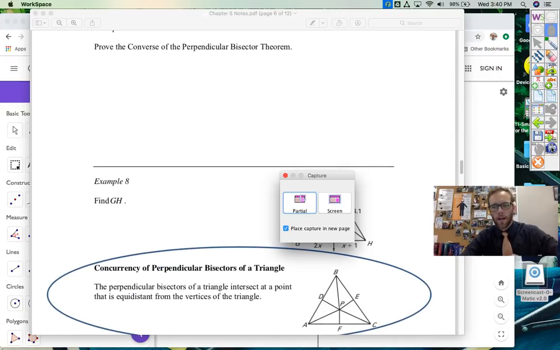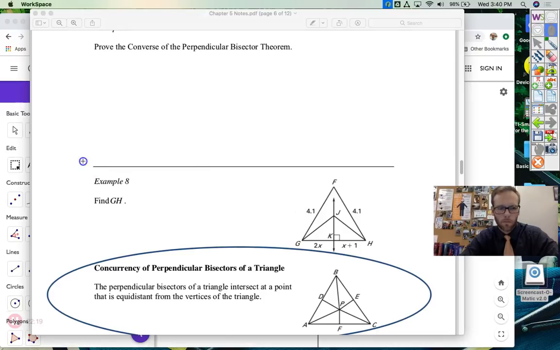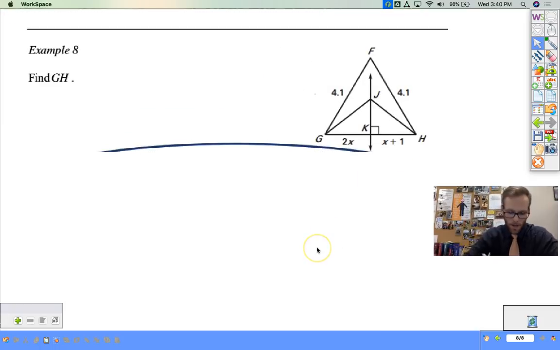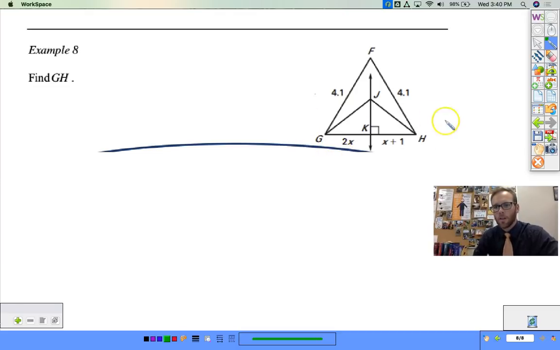All right, now let's use that here to help us in example 8. Find GH. Find G to H. Well, notice this point F. What do we notice about it? It's equidistant from G and H. So this perpendicular bisector has to keep going through the point F. If a point is on the perpendicular bisector, it's equidistant from the endpoints. If it's equidistant from the endpoints, it's on the perpendicular bisector.